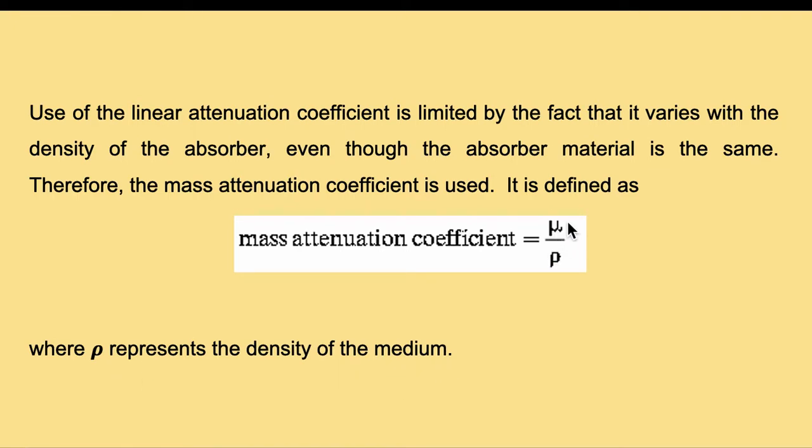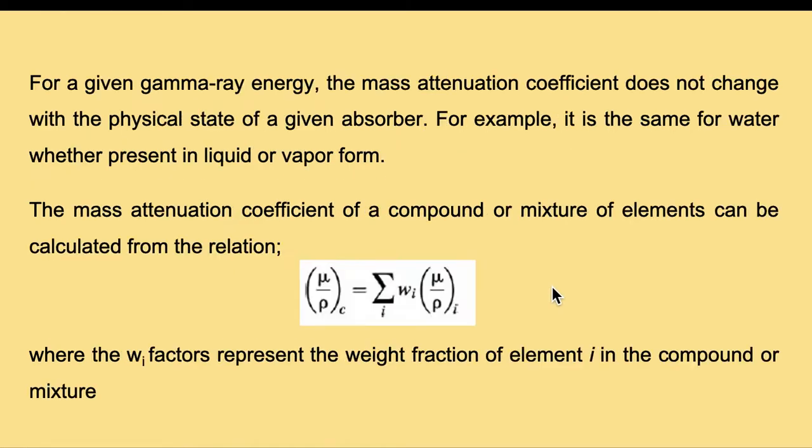In the last class we mentioned a term as tau by rho. I think you are remembering that. And for a given gamma ray, the mass attenuation coefficient does not change with the physical state of the given absorber. We have mentioned that with the change in density, this mu is changing. But if you are considering mu by rho, it is not at all changing. For example, it is the same for water, whether present as liquid or vapor.